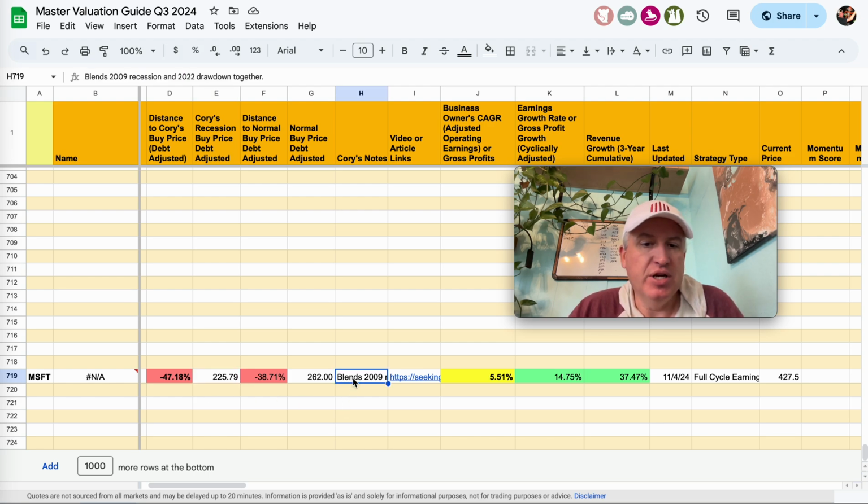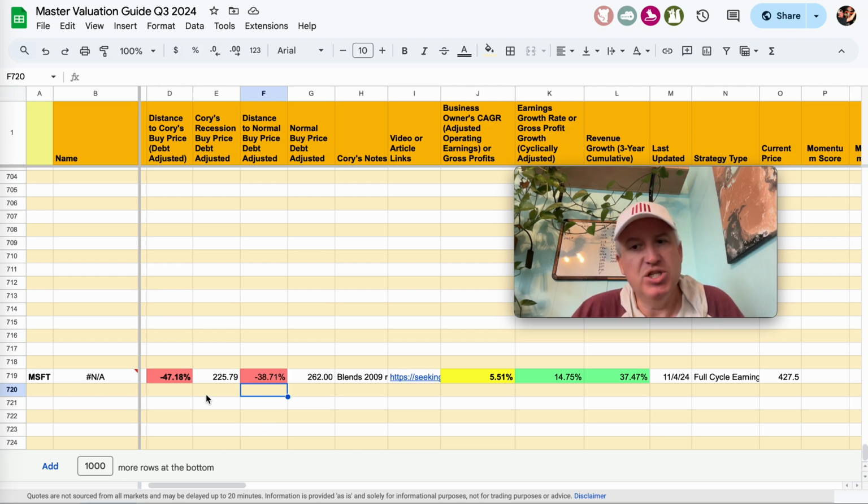This is an average of the 2009 and 2022 drawdowns. So I have a calculation that I do based on those, and I kind of blended those two together a little bit because Microsoft's business has changed a lot since 2009. So really it's a guesstimate, but it gives you an idea. When it's really far off, it can keep you from buying way too early with some stocks.